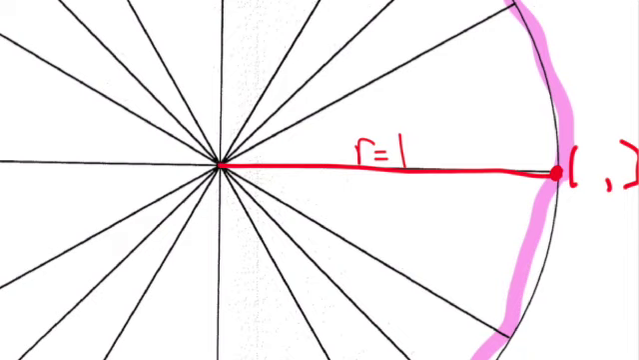So how would I describe this point? I start here at 0, 0, which is my origin. How do I get to this point to the right? Well, I go 1 unit to the right, and I do not move at all up or down. So that's the point 1, 0.